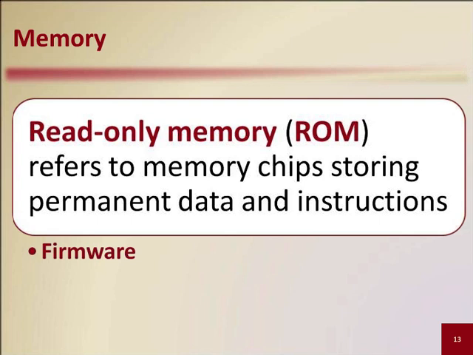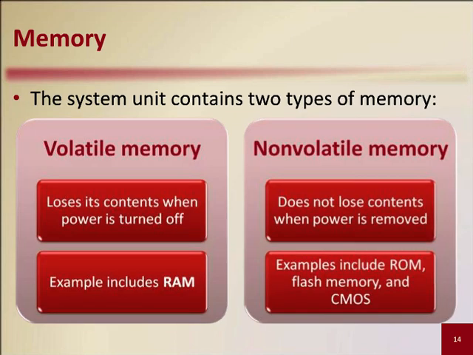Read-only memory, ROM, refers to memory chips storing permanent data and instructions. ROM is also known as firmware. Most RAM is volatile. For this reason, you must save, that is, copy items that you may need in the future from RAM to a storage device. Unlike RAM, data and programs in most read-only memory, ROM, can be read but cannot be altered. ROM memory is non-volatile, meaning it does not lose its contents when power is removed.